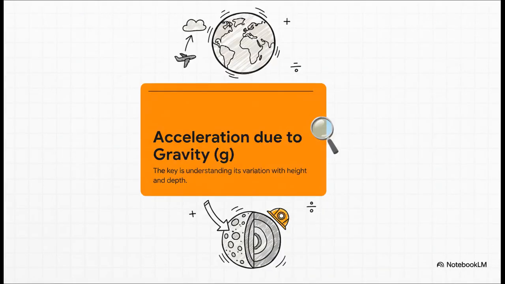Next, let's talk about good ol' g. But here's the catch that trips up so many students. g is not a constant 9.8 everywhere. That's the trap. Its value actually changes as you go up in altitude or as you go down into the Earth. NEET questions will absolutely test your understanding of these variations. So, knowing the specific formulas for both height and depth is critical.